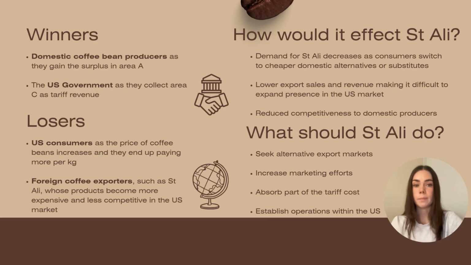Domestic coffee bean producers benefit as they gain their surplus in Area A. The higher price means they earn more revenue on every kilogram they were already selling. The US government also benefits as they collect Area C as tariff revenue. This will be used to fund public spending. In comparison, US consumers are negatively impacted as the price of coffee beans increases and they end up paying more per kilogram. Finally, foreign coffee exporters such as St. Ali suffer as their products become more expensive and less competitive in the US market.